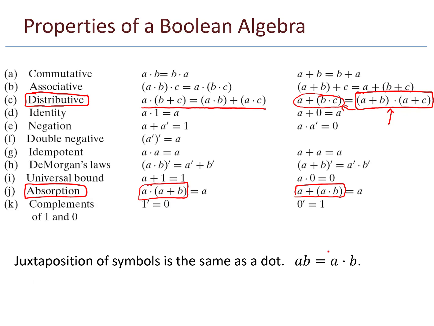Juxtaposition of symbols is the same as a dot, so very often we just write AB in place of a dot B. And we can see how this looks with De Morgan's laws. The quantity AB prime is the same as A prime plus B prime, and the quantity A plus B prime is A prime B prime.